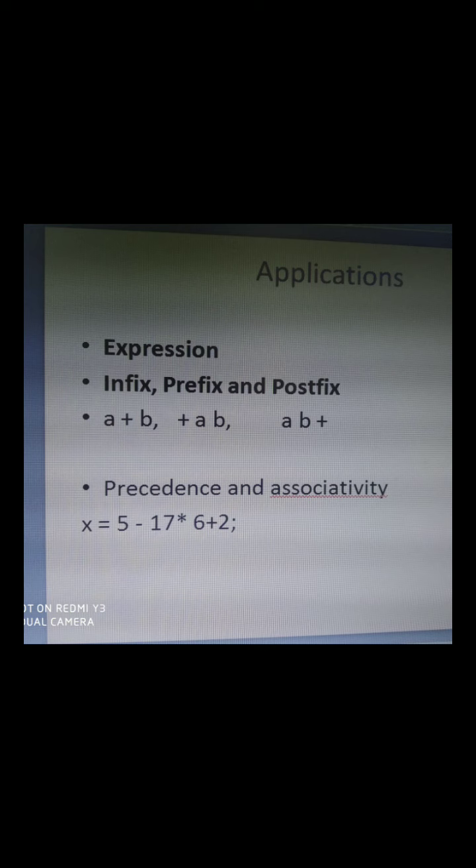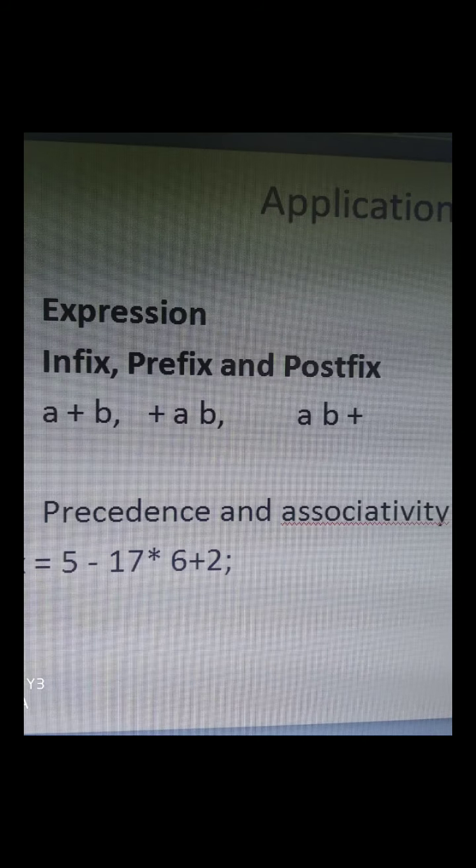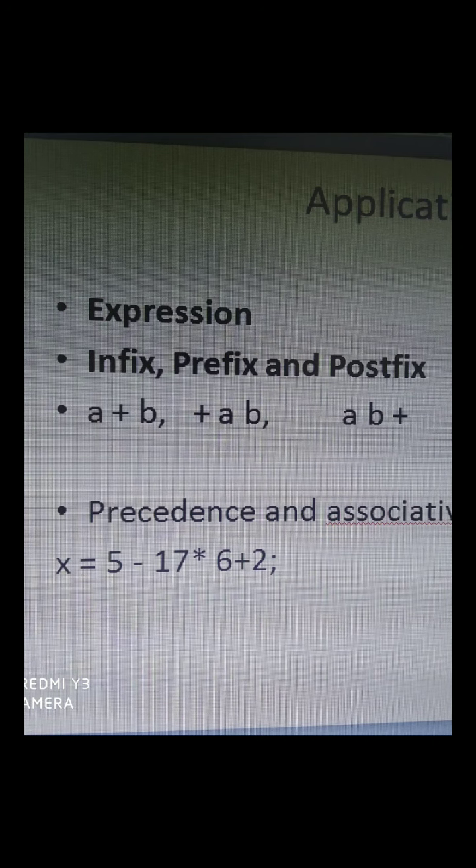For example, star and plus. If you consider star and plus, star has the higher precedence. So in an expression, if you have a star b plus c, first you evaluate a and b, since star is there, then you go for the evaluation of the remaining part with the plus operator. For example, in the given example I have taken 5 minus 17 star 6 plus 2.